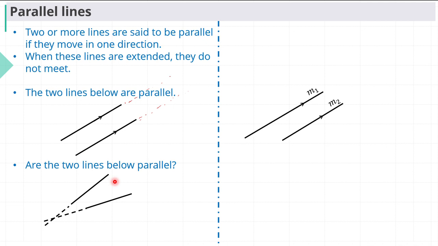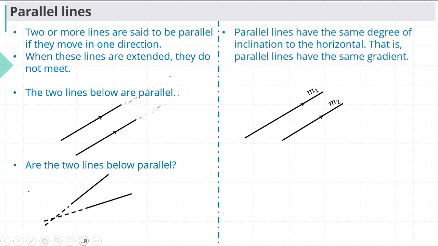Now we have these two lines here having gradients M1 and M2. Parallel lines have the same degree of inclination to the horizontal, that is, parallel lines have the same gradients. We are saying that if we draw a horizontal to these two straight lines, the angle made with the horizontal will be the same. For instance, if this one is 45 degrees, this will also be 45 degrees.